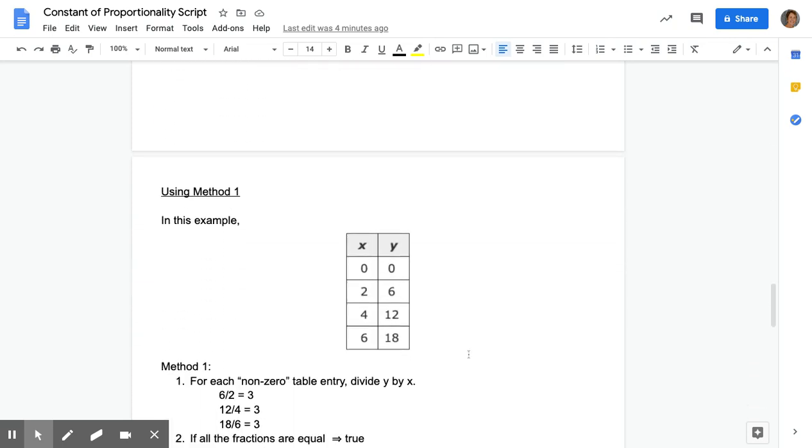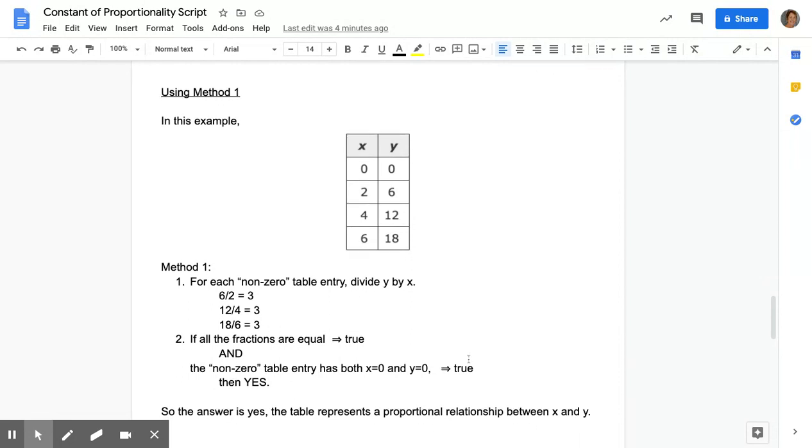So we're going to use method 1 to learn how to determine this. So in this example here, we're going to use method 1. Step 1 in method 1 says for each non-zero table entry, divide Y by X. These are all considered non-zero table entries because there are no zero numbers.